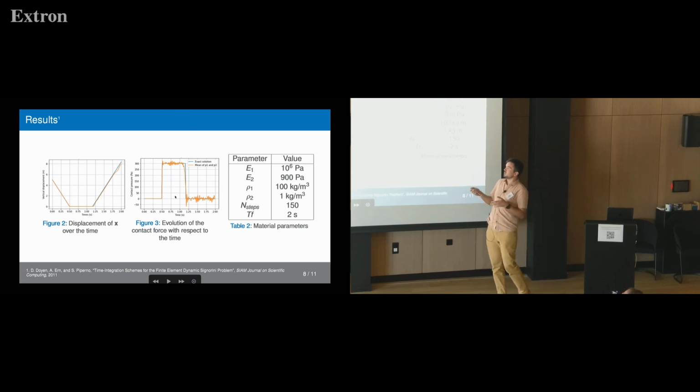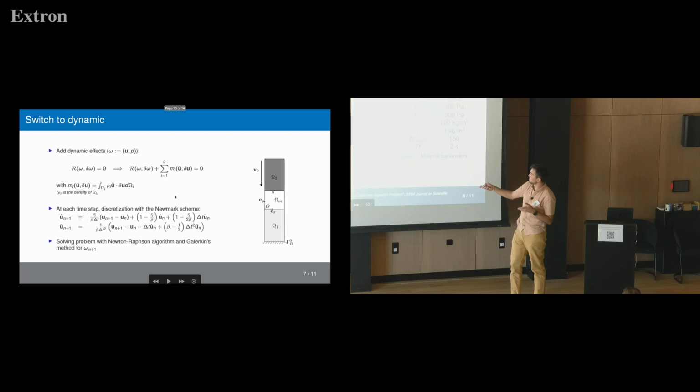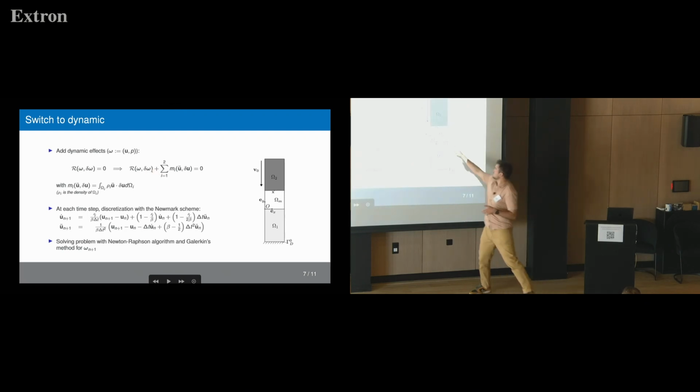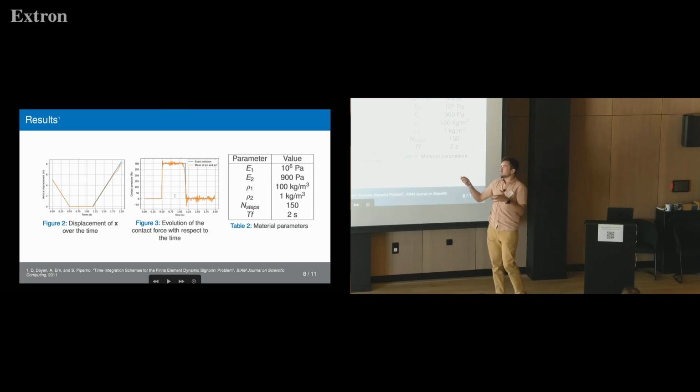Now let me introduce my results. I compared my results with the analytical solution of a 1D study. On the left side, we can observe the displacement of the point X, which is just here. We can see that this method works pretty well for the displacement because the two curves are matching quite well. However, the plot in the middle corresponds to the contact pressure.